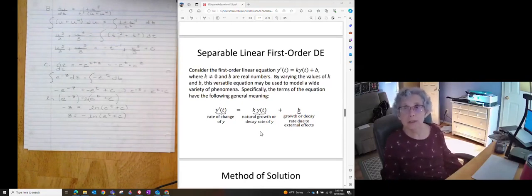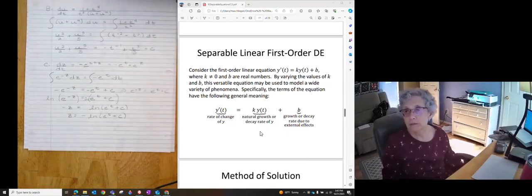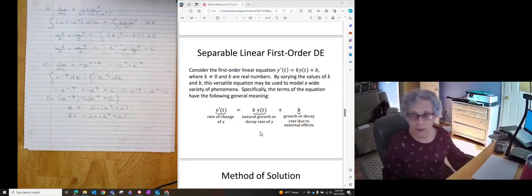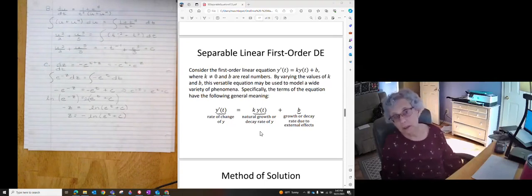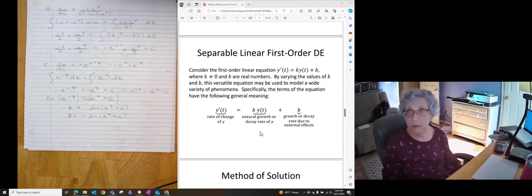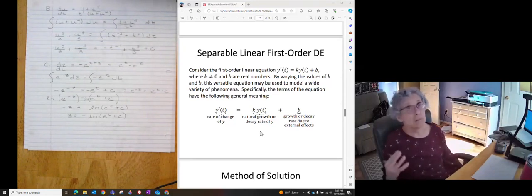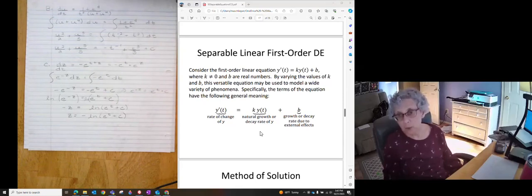So let's talk about separable linear first-order differential equations. So if you have a first-order differential equation where you just have y prime is equal to some number k sitting next to y plus a number. K isn't 0 and b is a real number. It happens a lot in modeling.